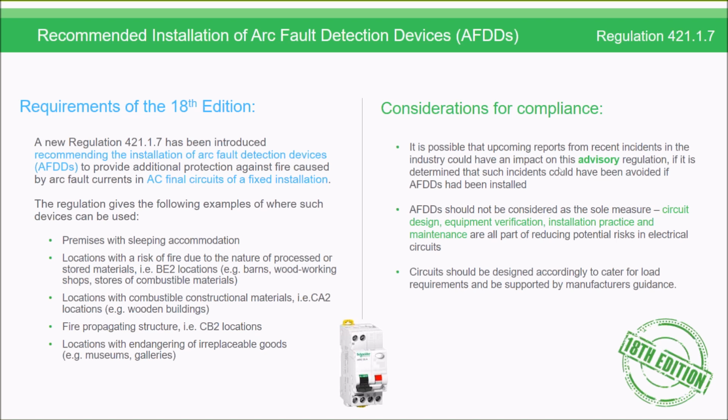A key point here is that arc fault detection devices should not be considered as the sole measure, and this is around circuit protection. So circuit design, equipment verification, installation practice, maintenance, these are all part of reducing potential risks in electrical circuits. So we still need to take into account these elements. And circuits should be designed accordingly to cater for the load requirements and be supported by manufacturers' guidance around these devices.